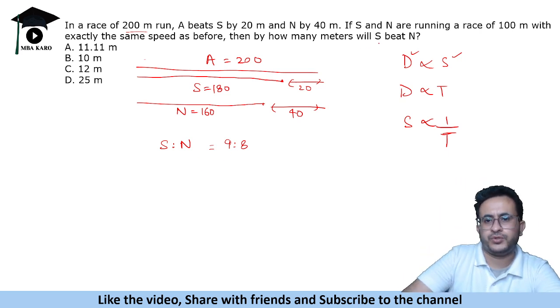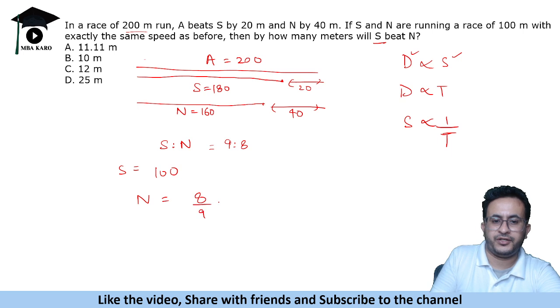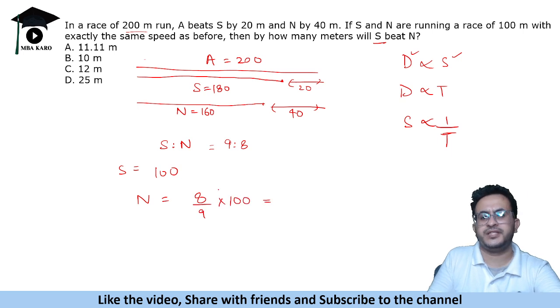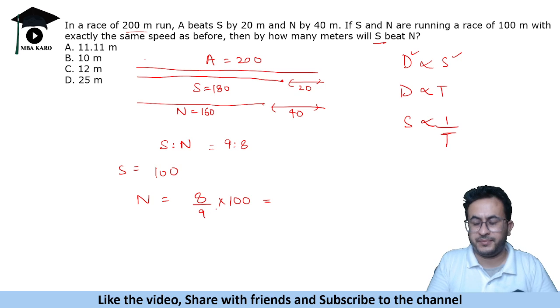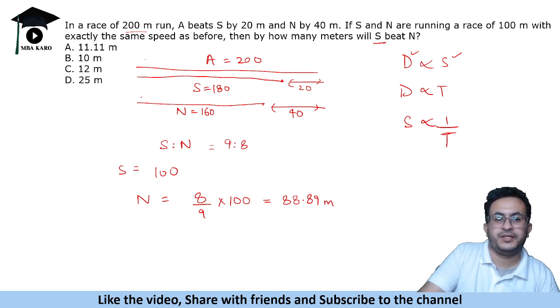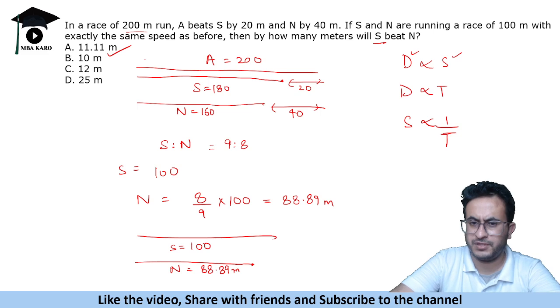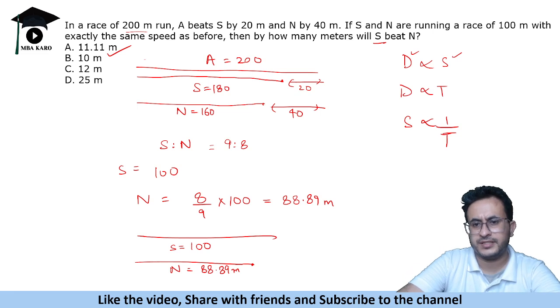Now how many meters will S beat N? When S covers 100, S will finish first. What will be the value of N? N will be 8 by 9 of 100, so 1 by 9 less, which is 88.89 meters. So S has covered 100 meters and N has covered 88.89 meters. So it is behind by 11.11 meters. A simple ratio based question on races.